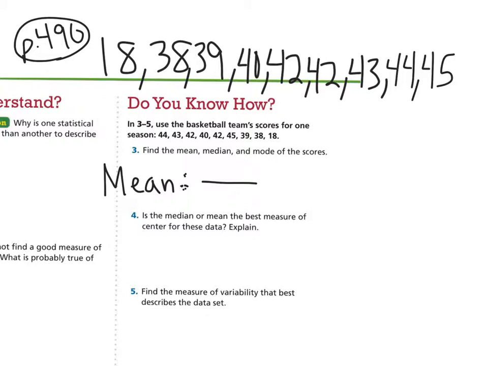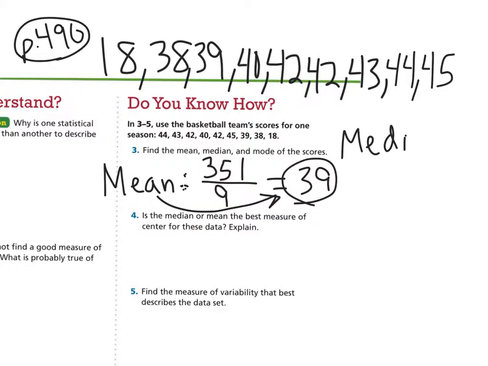So for the mean, if you add those numbers all together, you should get 351. You need to either show me that you're adding all the numbers together, or you need to at least show me this total of 351. And if you look at the numbers, we got a total of 9 numbers there. So 351 divided by 9 is 39. So this is our mean, is 39.